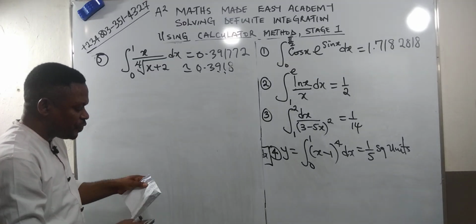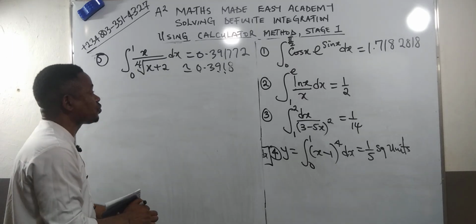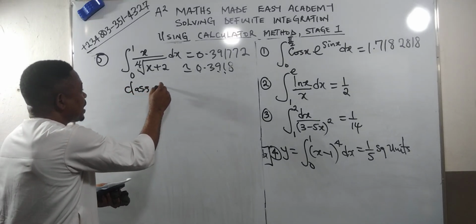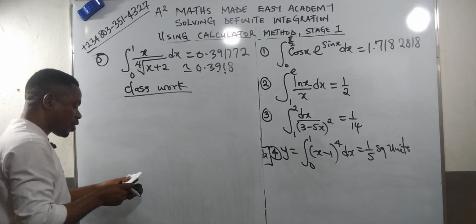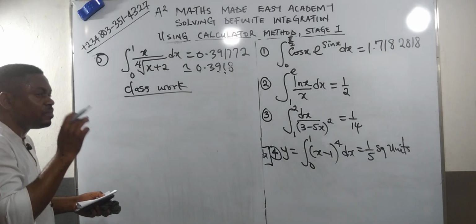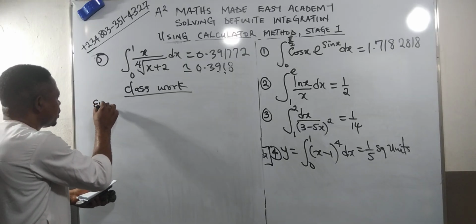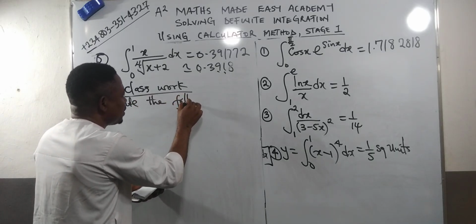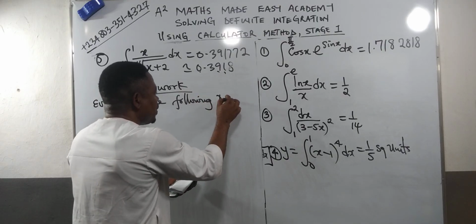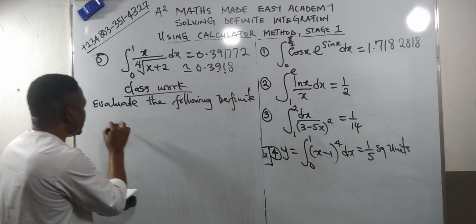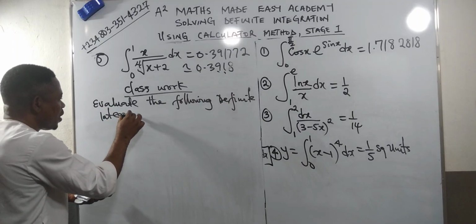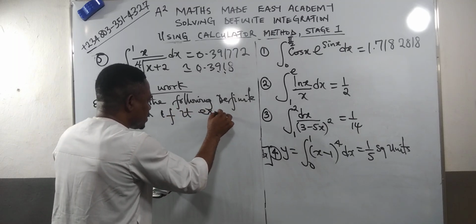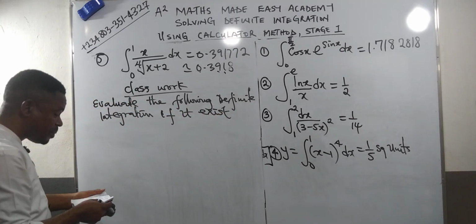Can I give you something that you will work on, which is classwork? I want you to try this now, using your calculator, and I consider it as classwork. After solving it, confirm, just chat me on the comment section. Remember, I say share it. The question says evaluate the following definite integration if it exists. So which means there are some definite integrations that may not even exist.